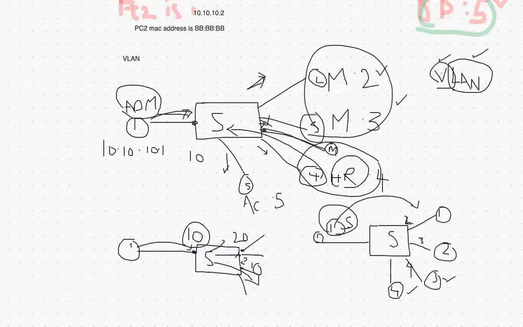So to separate their networks, to separate their communication, we put 3 and 4 users in a different VLAN, and 1 and 2 in another VLAN. So when a frame is received on the switch, instead of broadcasting to all other ports, it will broadcast to the ports which are part of that specific VLAN. That is called VLAN.